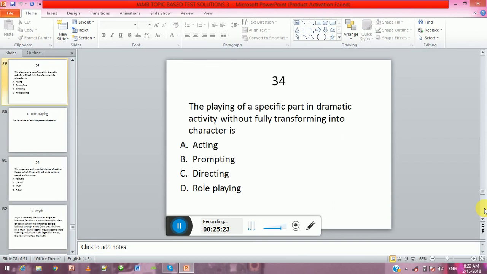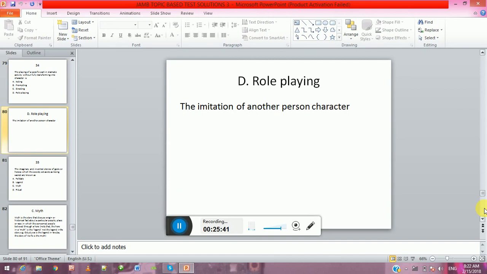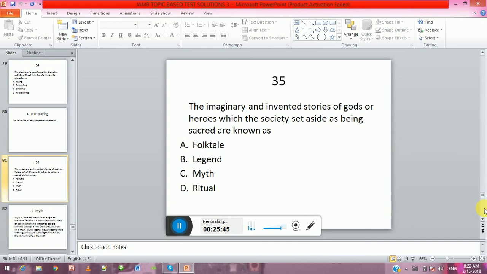Literature in English. The playing of a specific part in dramatic activity without fully transforming into the character is known as role playing. Role playing, D, is the playing of specific parts in dramatic activity without fully transforming into the character. When you are imitating another person, it is called role playing.